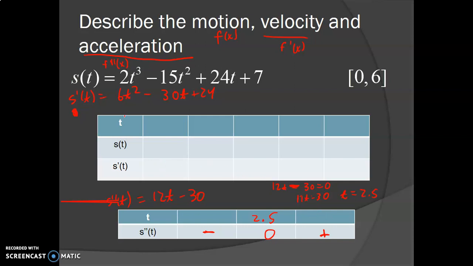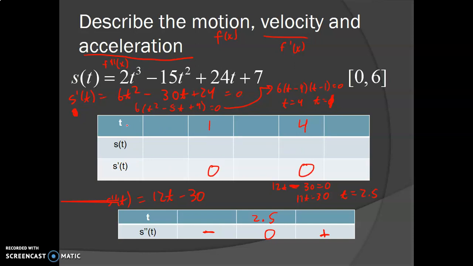All right, now going back to the first derivative, if I set this one equal to 0, I can factor out a 6, and I'd get t squared minus 5t plus 4 equal to 0. I can factor it, t minus 4, t minus 1. So t would either equal 4 or t would equal 1. So those are the values I'm going to look at here when I'm looking at the first derivative, because the first derivative was 0 at both of those values.